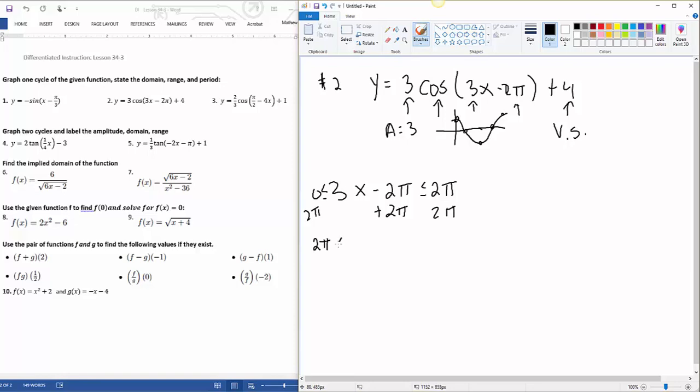So I get 2 pi is less than or equal to 3x, which is less than or equal to 4 pi. Divide everything by 3. So 2 pi thirds is less than or equal to x, which is less than or equal to 4 pi thirds. And so now I can start my value box.